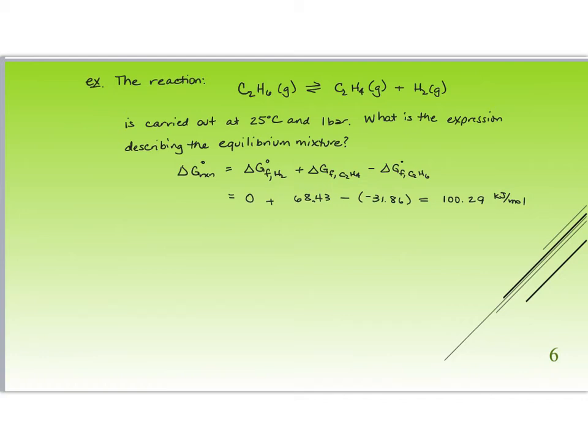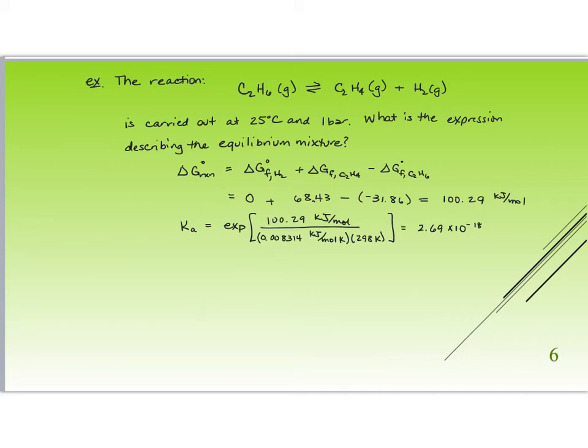I can use this to determine K. So Ka is the exponential of the negative delta G of reaction, basically, 100.29 kilojoules per mole, divided by R, which is in units of kilojoules per mole Kelvin, and then the temperature in Kelvin, 298 K, and I end up with Ka as 2.69 times 10 to the minus 18th.